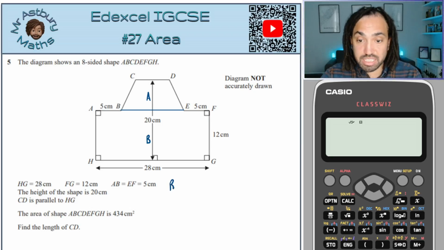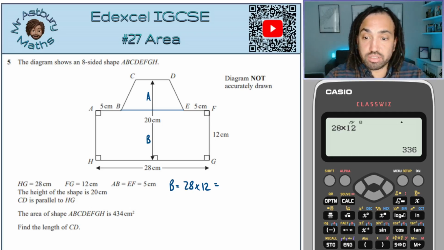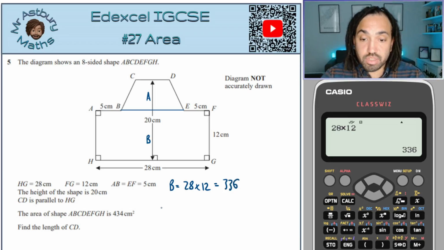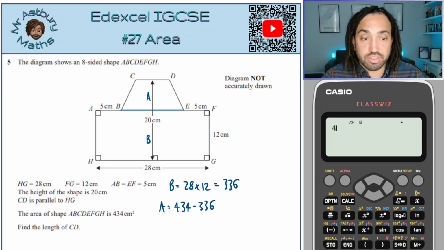Now B is actually quite straightforward to calculate. It's just a rectangle, so it's just base times by height, or length times by width. Okay, so I can do that on my calculator, and that is 336. So that means the area of A is the total area minus this 336. So that's 434 minus the previous answer. So that's equal to 98.